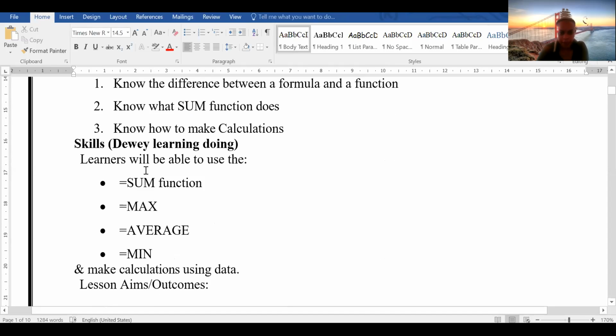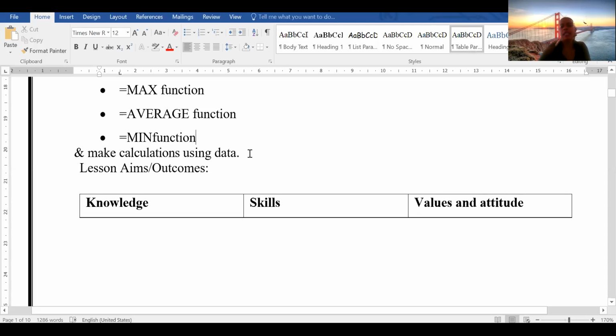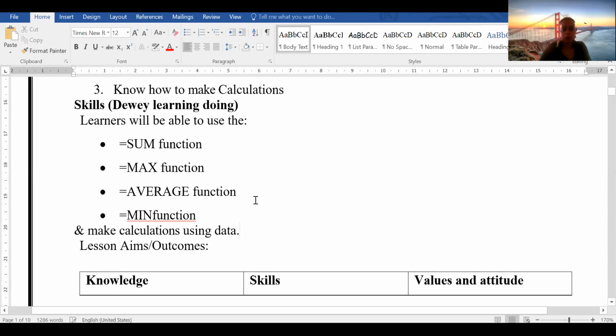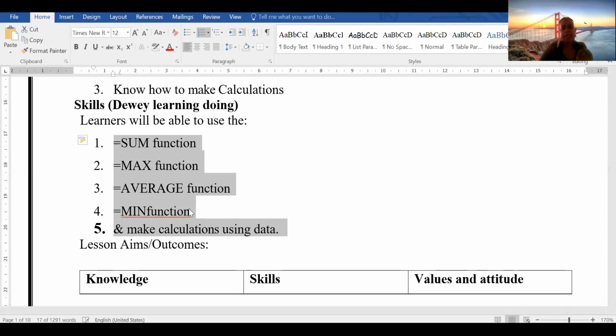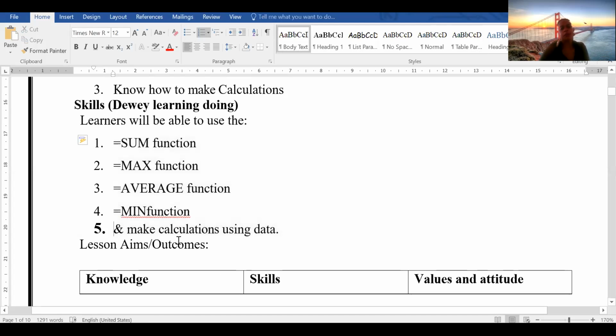Knowledge, now learning by doing, they will learn to understand the sum function to do it. They will actually use the max function, they will use the average function and minimum function and make calculations using data that they will be provided in the lesson. So those are the skills that the learners are going to gain by the end of this lesson.